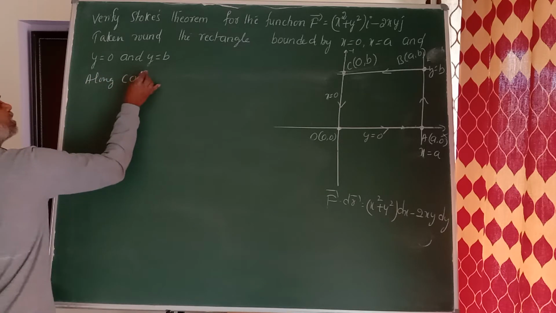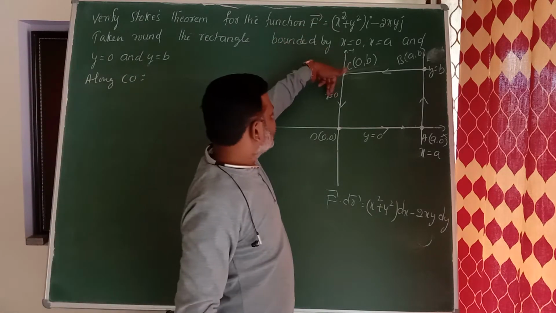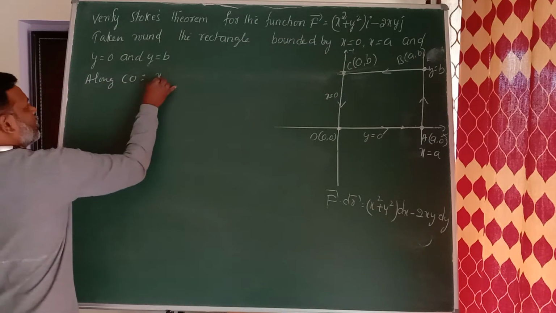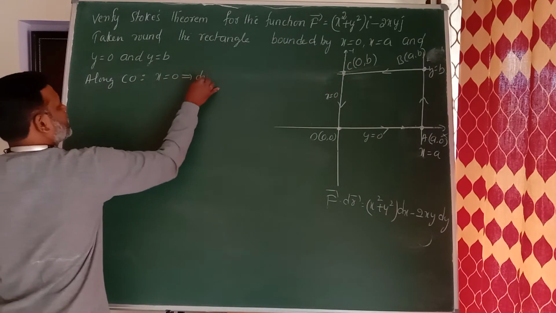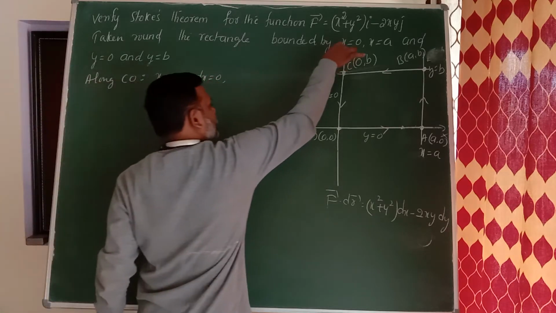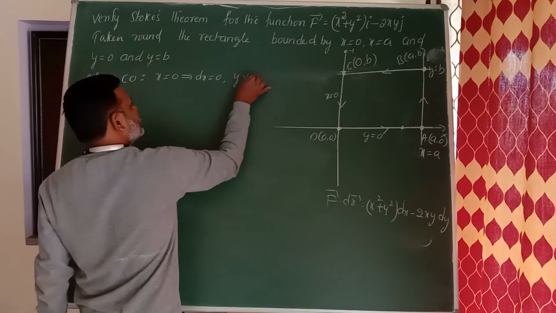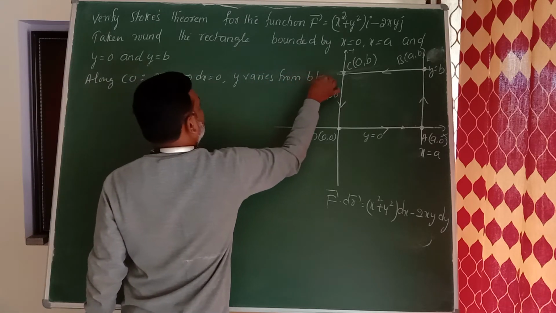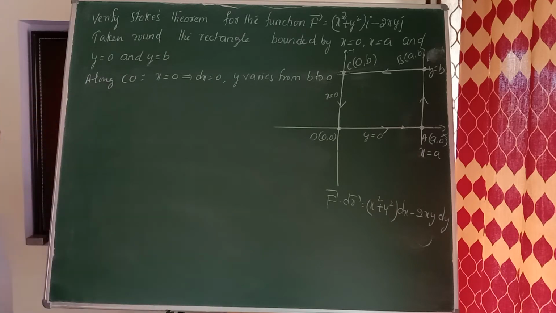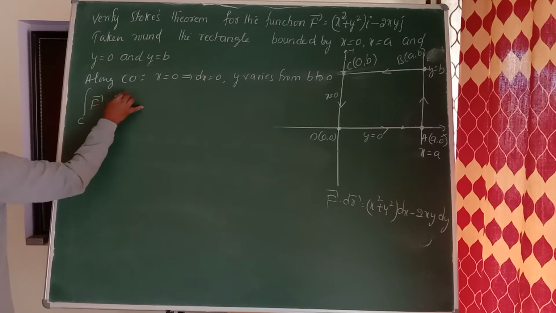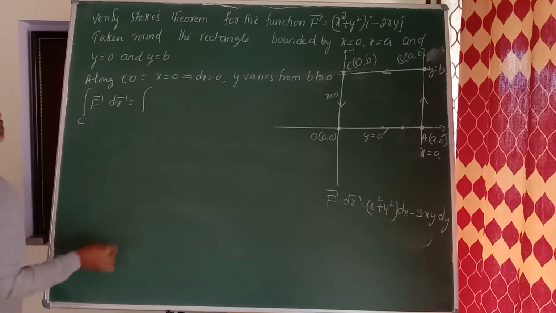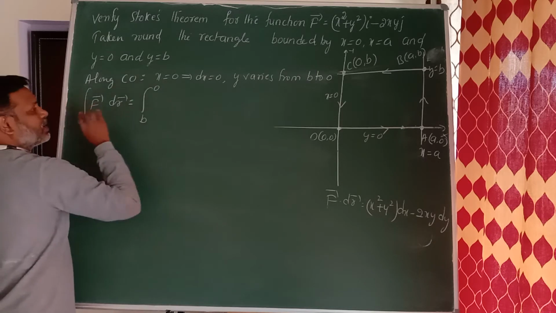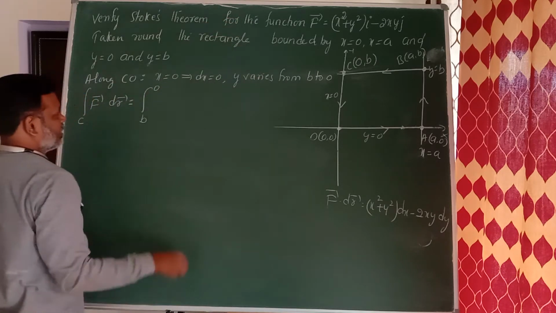Along CO, what is the condition? X is equal to 0. When x is equal to 0, that implies dx is equal to 0, and y varies from b to 0, right? Since it is the y axis, y varies from b to 0. So the line integral over C of f dot dr is, with y varying from b to 0. Look at the direction: CO, b to 0.